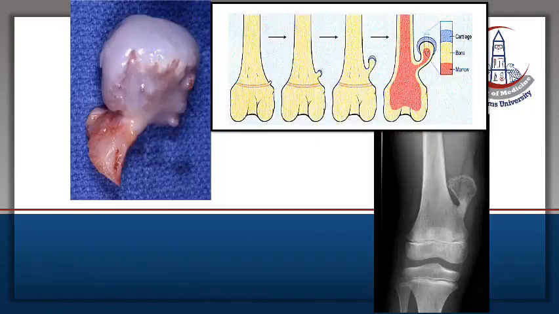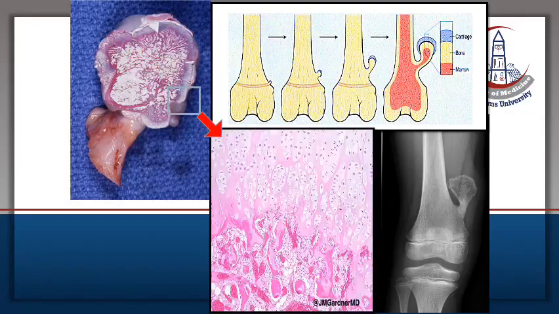Here is the gross appearance of the osteochondroma with a mushroom-like structure, and it is very apparent as well in the radiology.